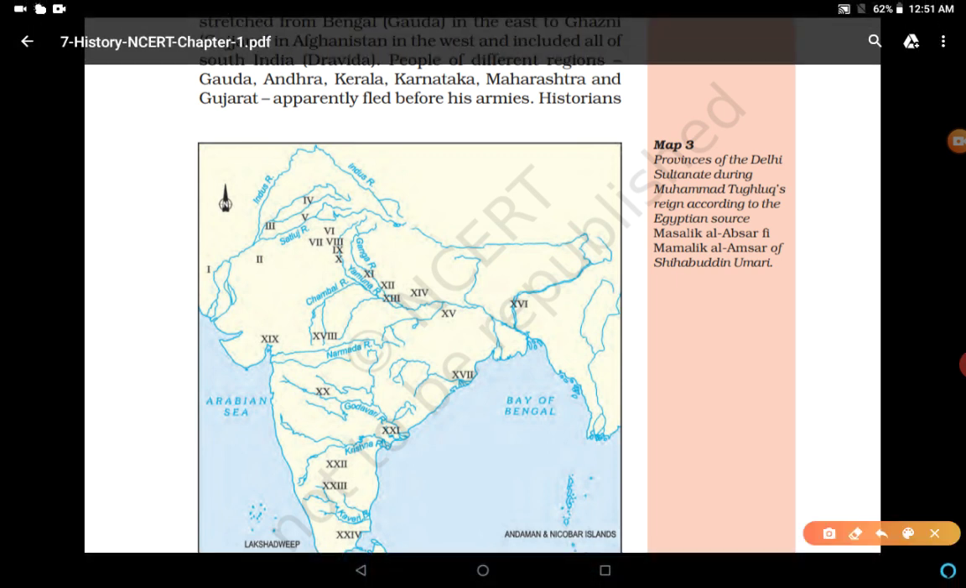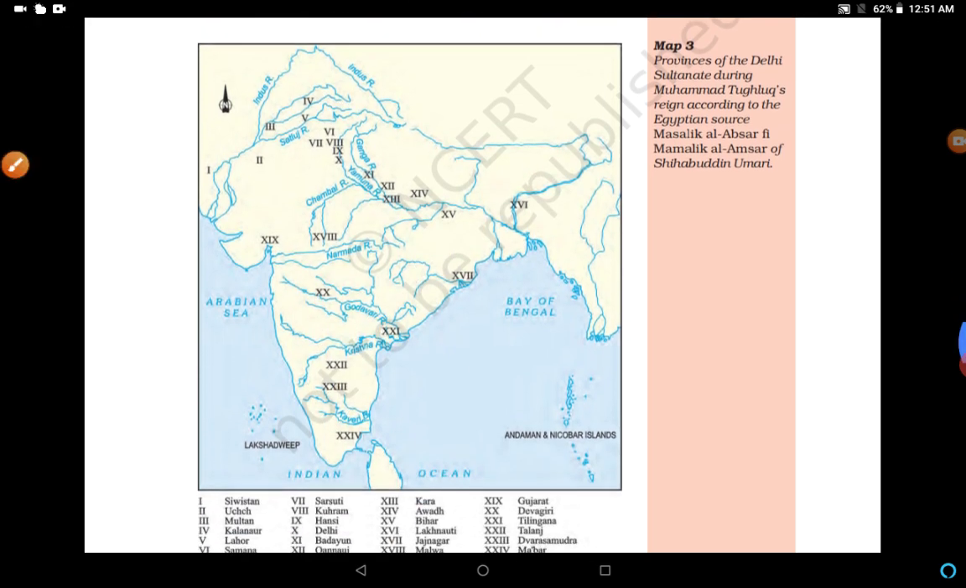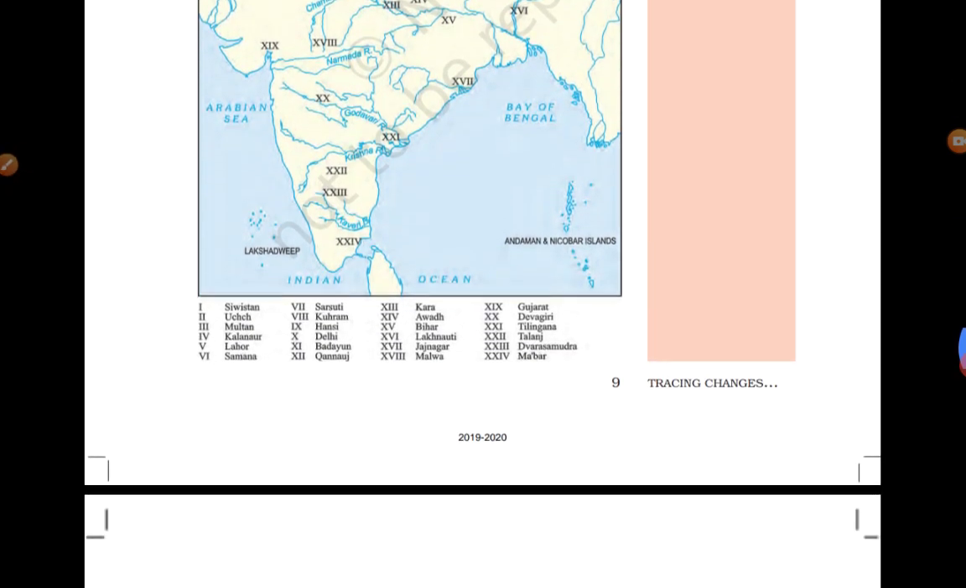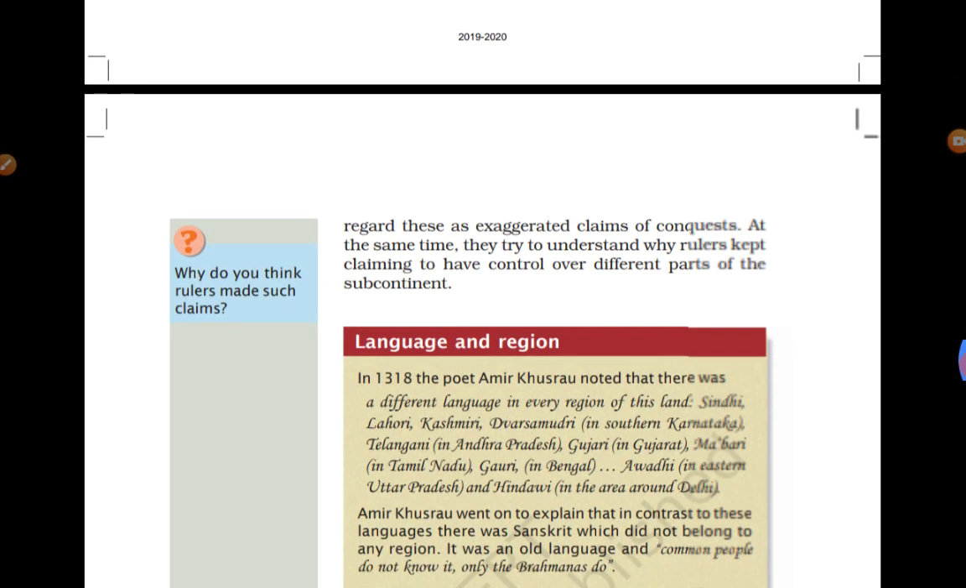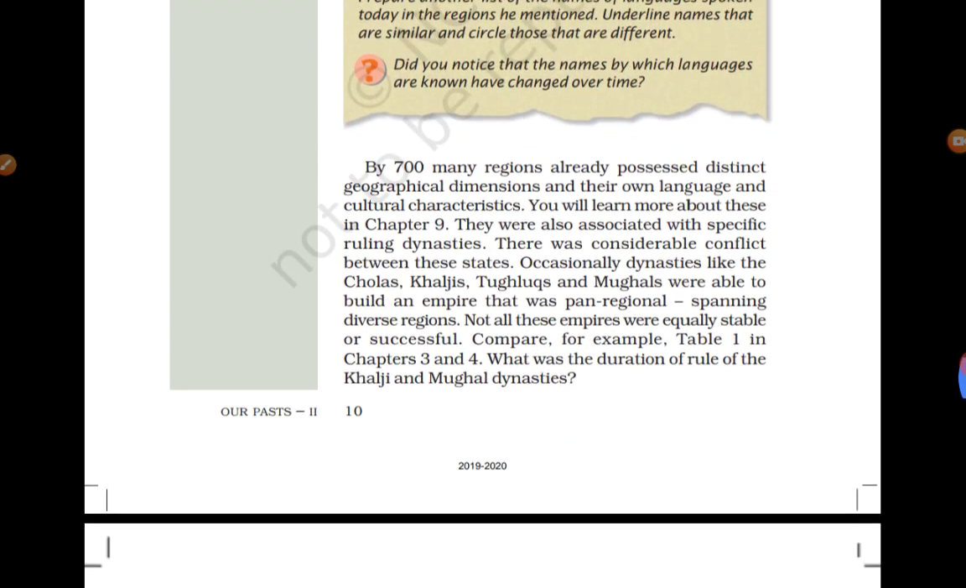He said that from Bengal to Afghanistan, the entire southern region also was included in this empire. So Gauda, Andhra, Kerala, Karnataka, Maharashtra and Gujarat apparently fled before his armies. Historians regard these as exaggerated claims of conquest. At the same time, they try to understand why rulers kept claiming to have control over different parts of the subcontinent. So in this way, let's discuss further.